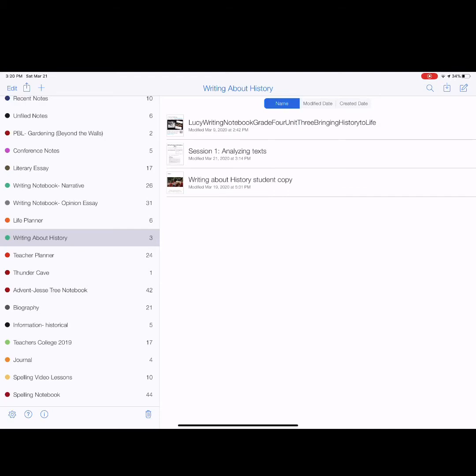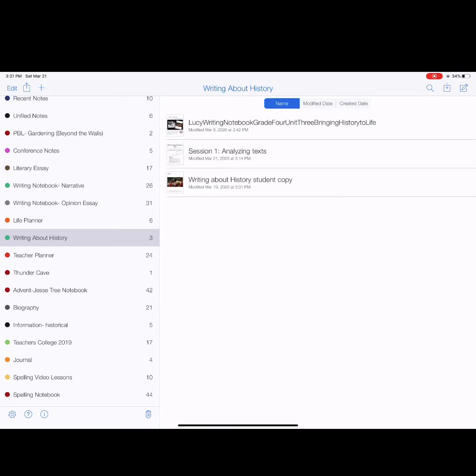Hey guys, the first thing that we need to do as we start a brand new unit is to create a notebook in Notability. So I would like you to go ahead and click on the plus sign, and you are going to add a notebook titled Writing About History. This will be the first thing that you will need to do before you go into schoolwork and export the notes I have in there for you for session 1 into your new notebook, Writing About History.